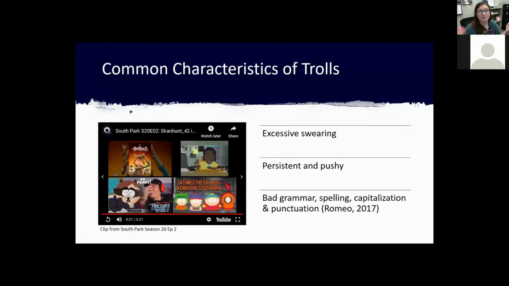All right, so of course, very vulgar, right? This example is on the mild side of behaviors from Gerald and his troll friends, but it exhibits the major common characteristics of internet trolls. That is, excessive swearing and vulgarity. They're persistent and pushy, as you see Gerald continuously posting, and they tend to use bad grammar and spelling and often type in all caps with missing or excessive punctuation. So they thrive on getting folks riled up.